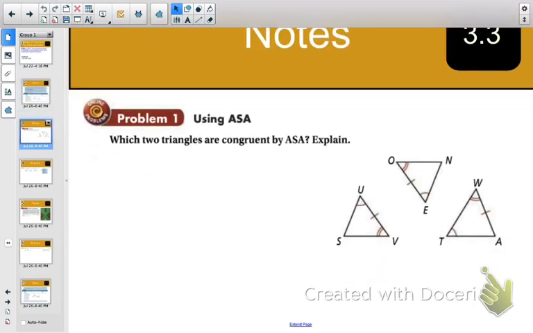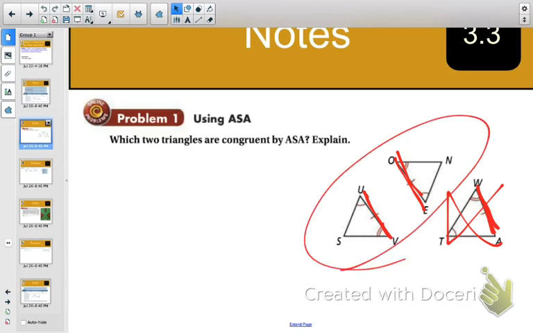This one says, which two triangles are congruent by angle, side, angle, and explain. So if we look at our three triangles here, two of them have the side in between the two angles, and that is this one right here and this one right here. See this side right here? It is congruent to these two sides, but it is not in between these two angles. That side would be this one right here. That's the one in between the two angles. So this one does not work. So it's got to be these two.